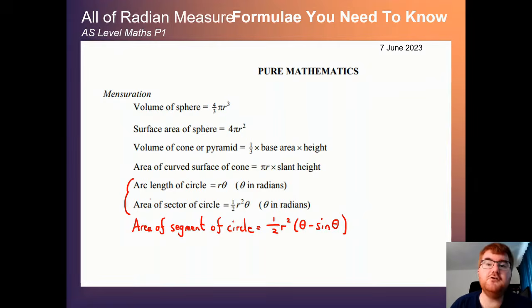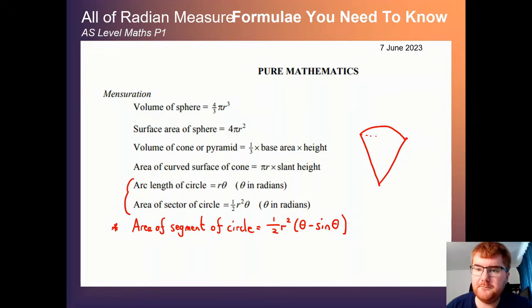However, there is one that's not on the formula sheet that could be useful for you, and that is to find the area of the segment of a circle. So what I mean by this, say I have my sector here, and I want to work out this area, then this formula directly will just work out the area of the segment for you.